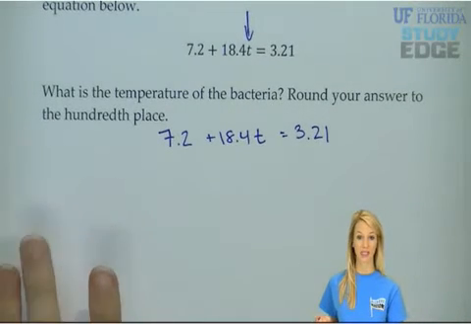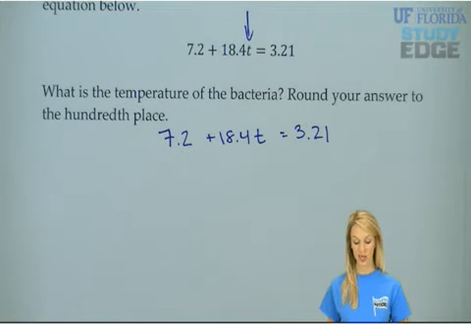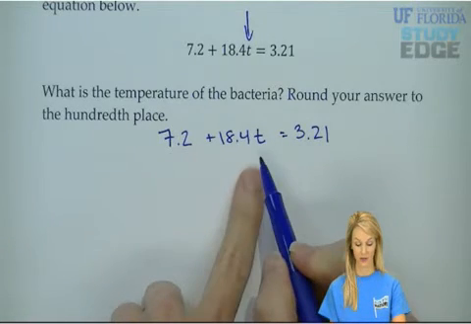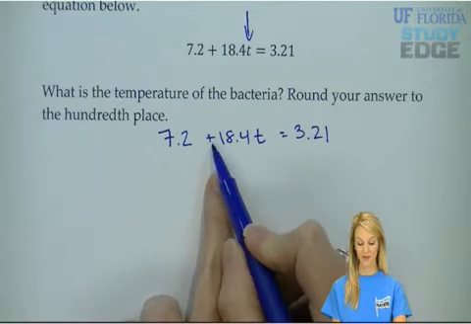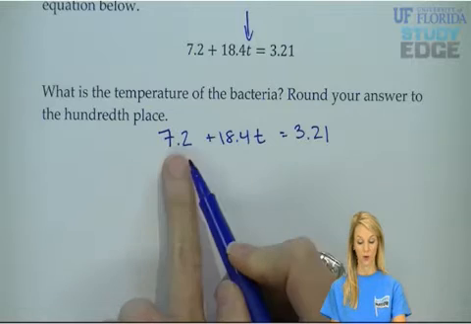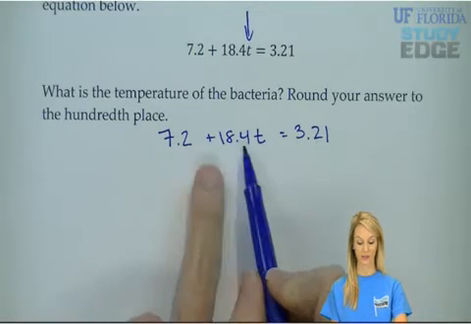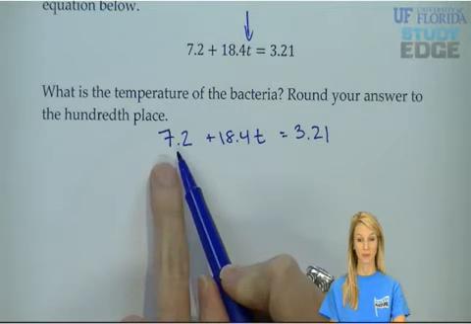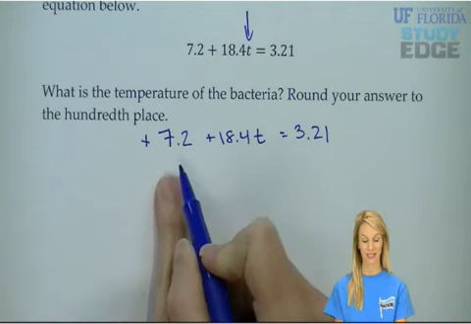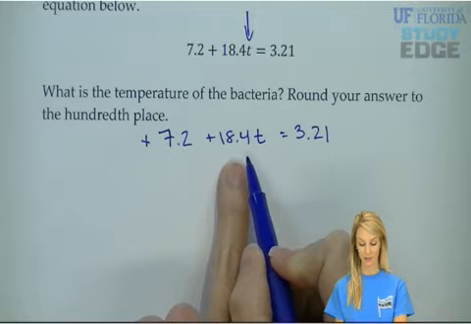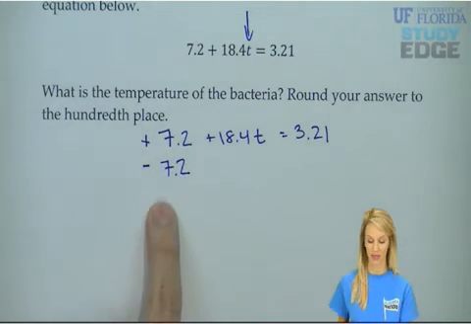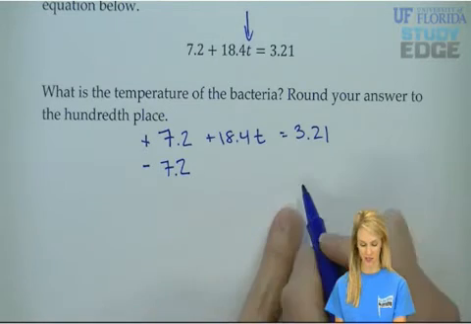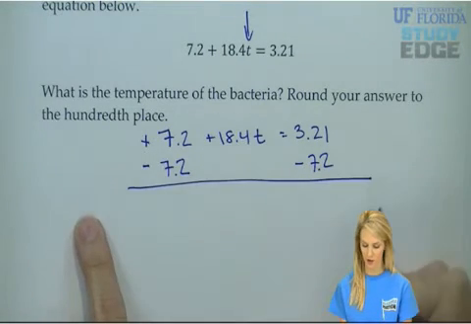All right, what's the first thing that we need to do? Well, when we're trying to solve for a variable, we want to get the variable by itself. Whatever term is being added or subtracted from the term of the variable, you need to get rid of. So with this 18.4 T, let's keep that as is. Is 7.2 being added or subtracted from that 18.4 T? It's being added because really this is a positive 7.2. So how do we get rid of it? Subtract. We're going to subtract 7.2. Am I done? No. Whatever I do to one side, I've got to do to the other. So I'm going to subtract 7.2. Okay, let's see what we get.